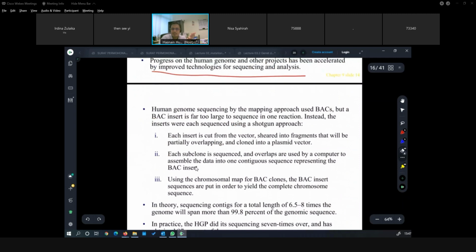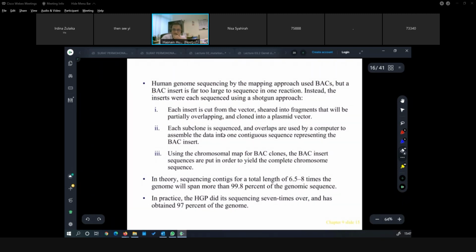Okay, coming back to the shotgun sequencing. Each insert is cut from the vector, sheared into fragments that will be partially overlapping, and cloned into a plasmid vector. With human genome sequencing, they started to have a better idea.